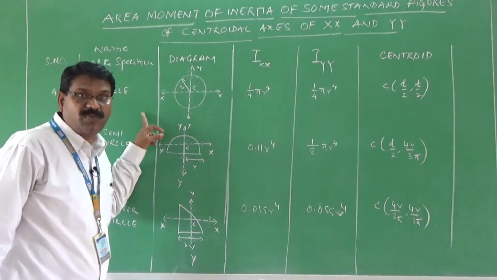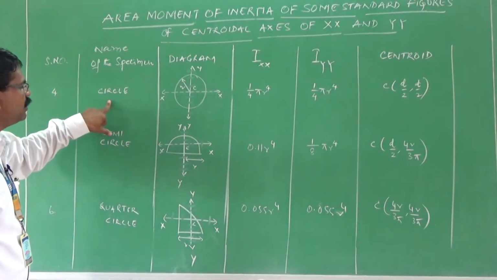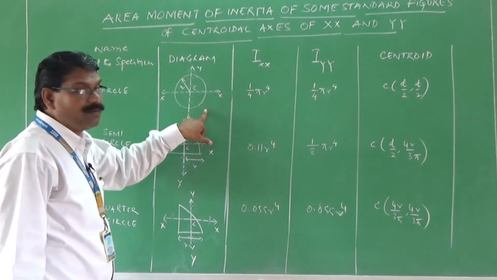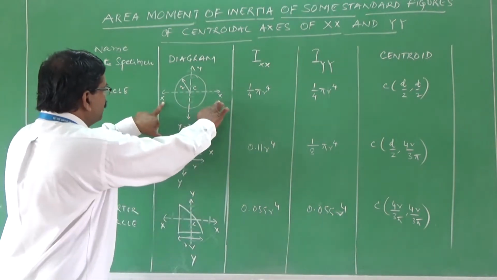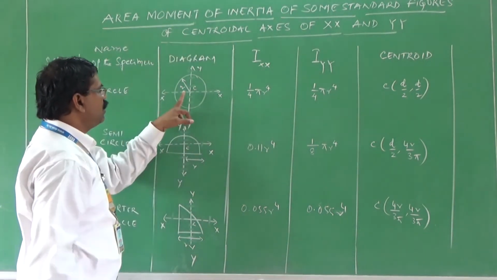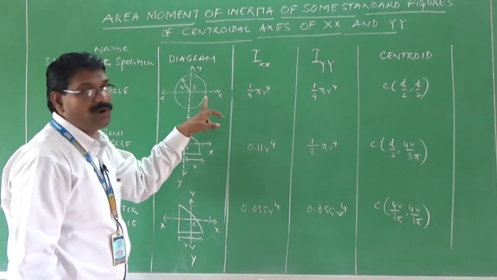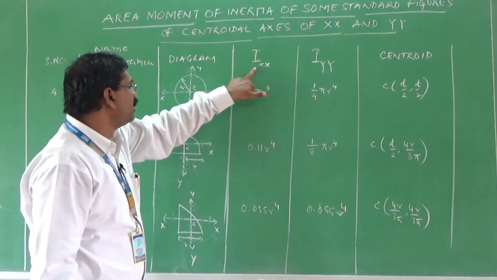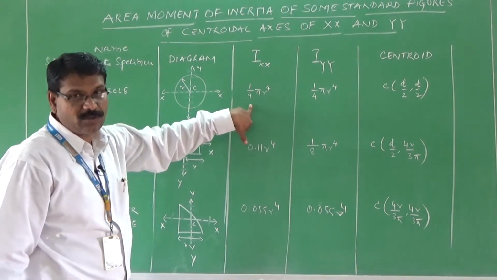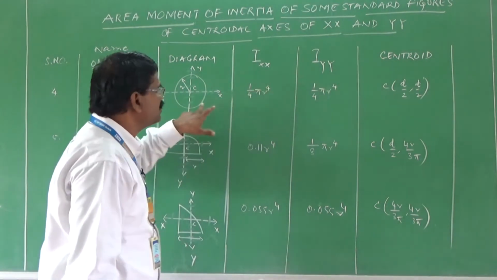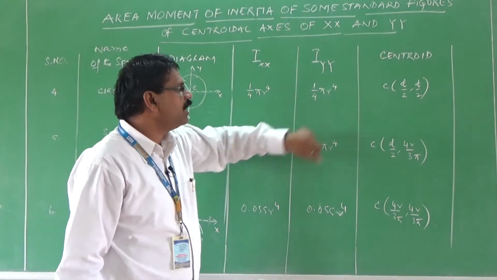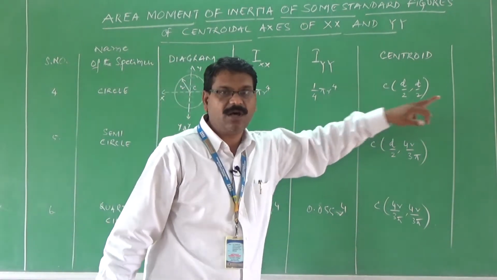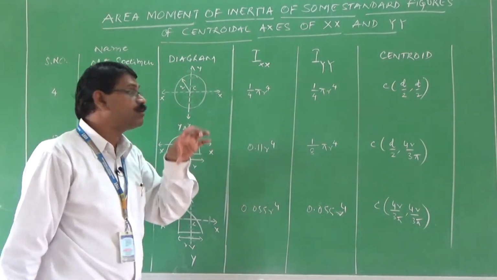Coming to the fourth specimen, which is the circle, it is represented by a diagram like this. The circle is again divided into two centroidal axes, the xx direction and the yy direction. R is the radius of this circle. To find the moment of inertia of this circle, we have stipulated formulas: I_X of this circle is 1/4 pi r to the power of 4 and I_Y of this circle is 1/4 pi r to the power of 4. Similarly, the centroid of this circle is C of D/2 comma D/2. As you all know, D is the diameter of the circle.